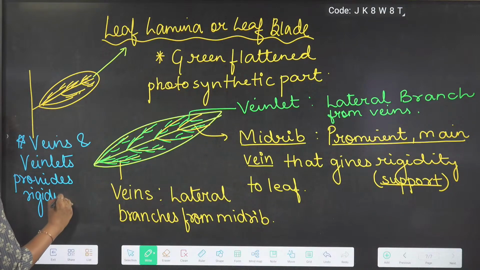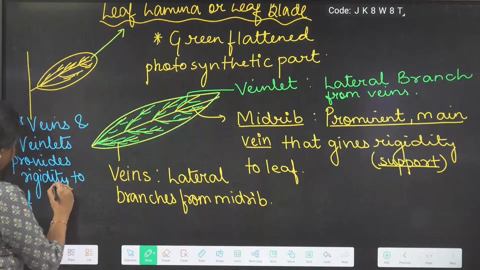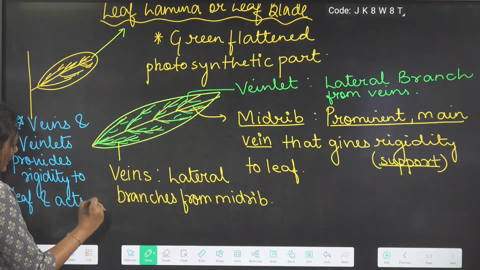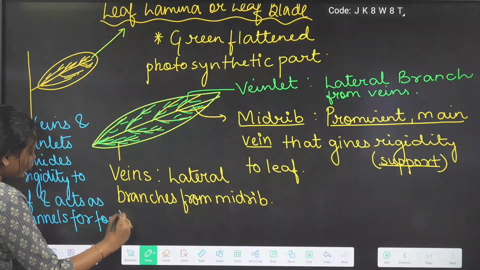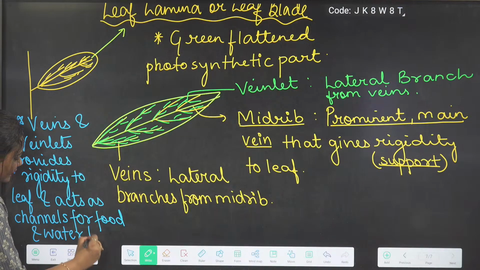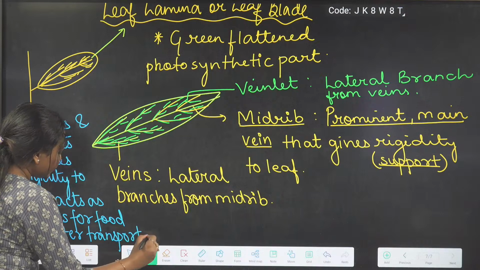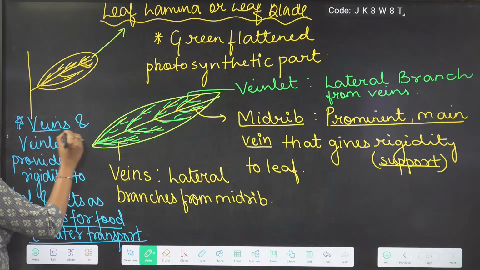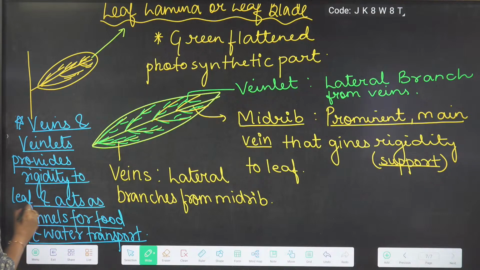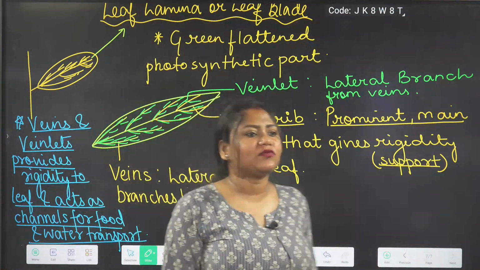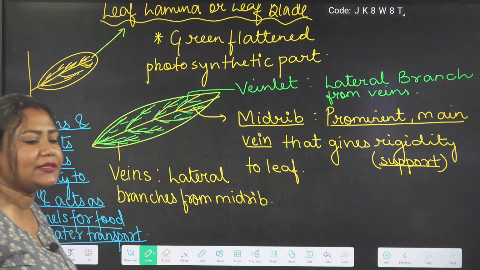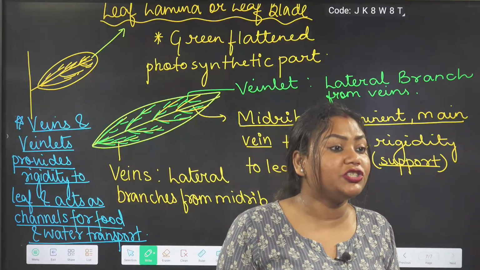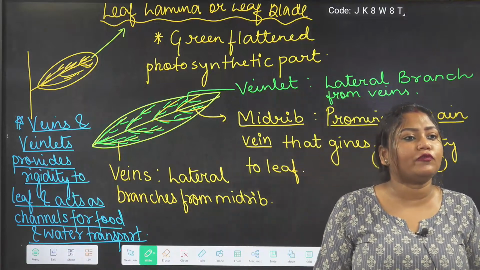Veins and veinlets provide rigidity to the leaf and act as channels for food and water transport, because what is found in the veins and veinlets? The vascular tissues. Who are the vascular tissues? Xylem and phloem. So veins and veinlets provide rigidity to the leaf and act as channels for food and water transport. Am I clear to everyone? Yes or no?